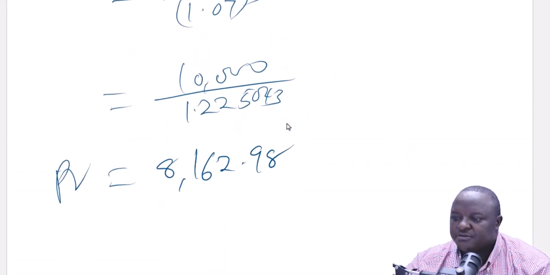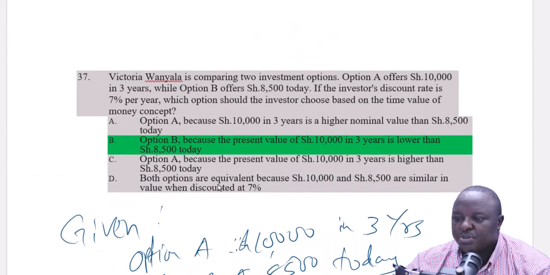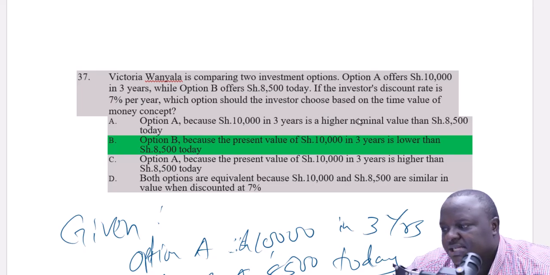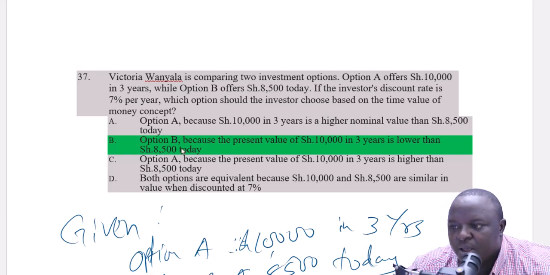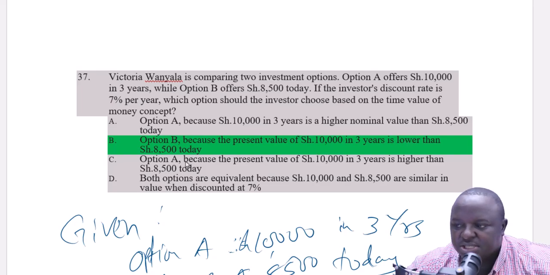The present value for project A is 8,000. The present value is 8,162. So the best option is option A, because 10,000 in 3 years is higher nominal value than 5,000 today. No. Option B is our right answer because the present value of 10,000 in 3 years is lower than that of 8,500 today. That is the best option.